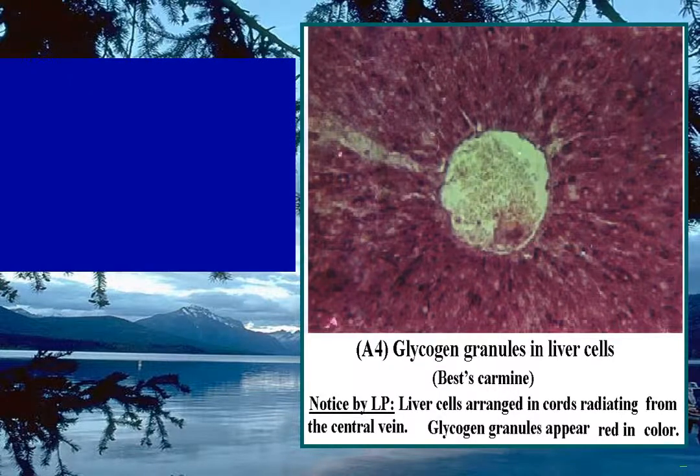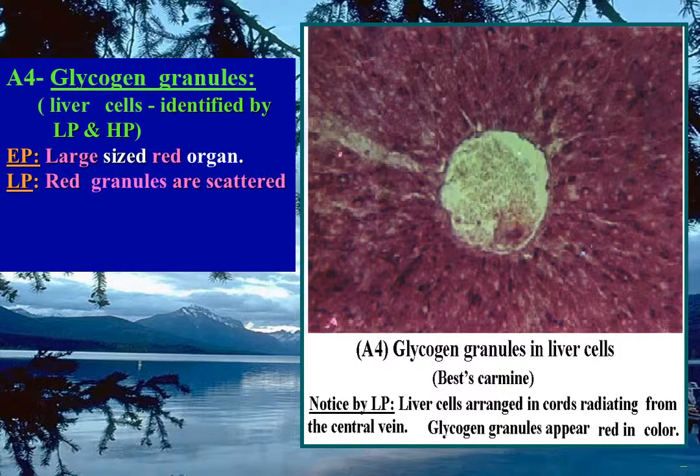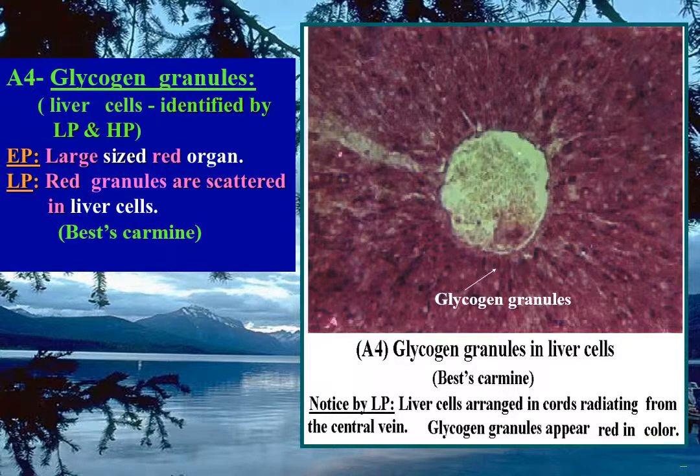Glycogen granules in liver cells stained with best carmine. By eyepiece, it is a large-sized red organ. By low power, red granules are scattered in liver cells, radiating from the central vein as sun rays.